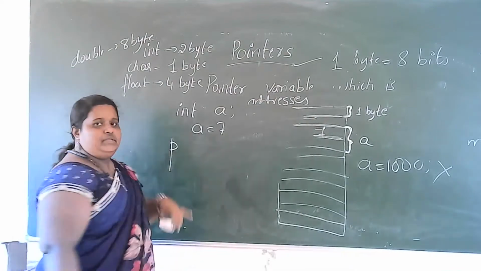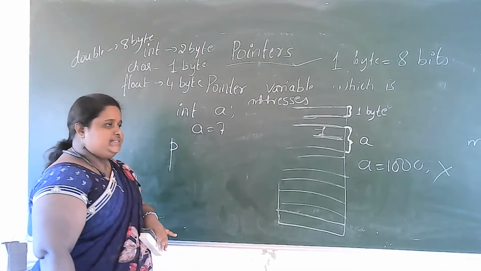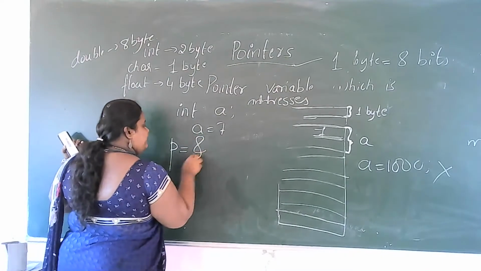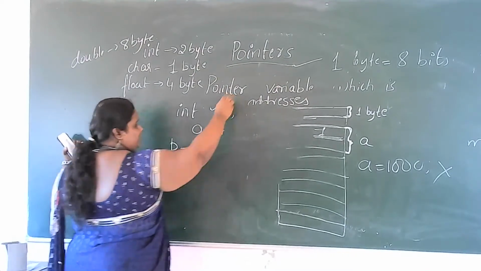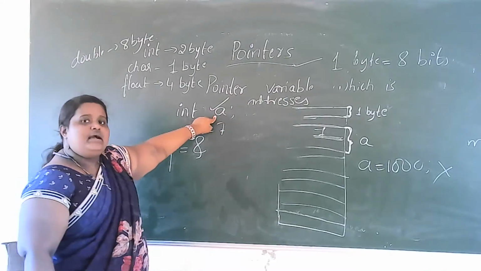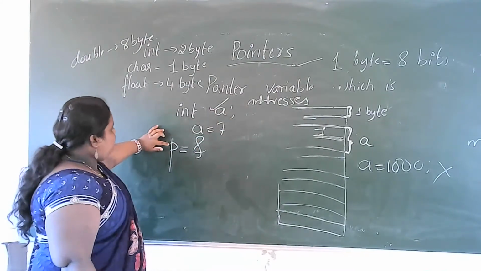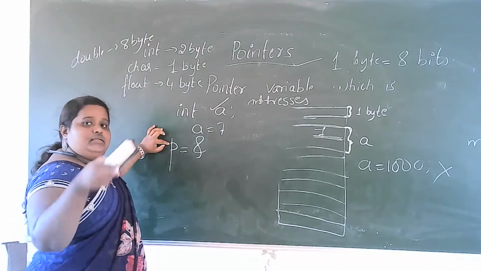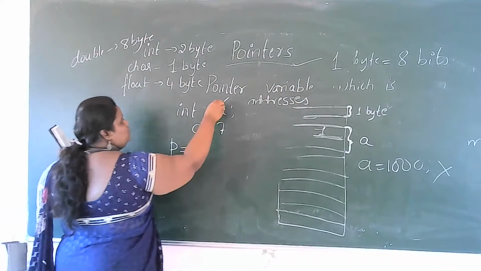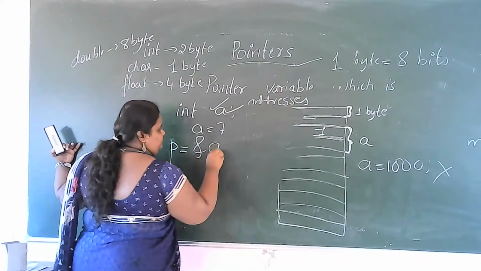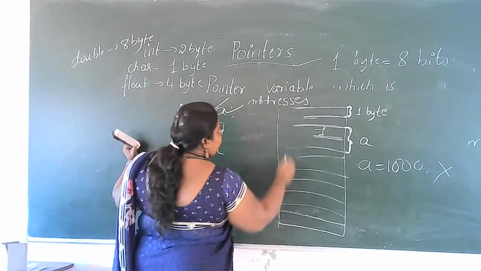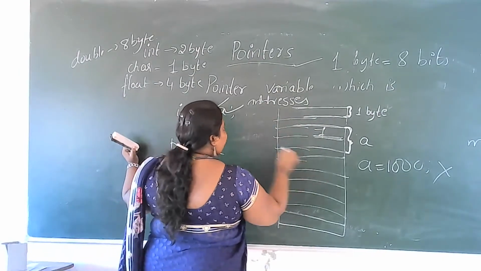We consider P as a pointer and ampersand A as another variable. P is a pointer variable, A is another variable. Now the pointer variable should store the address of another variable. Means what? It should store the address of A.